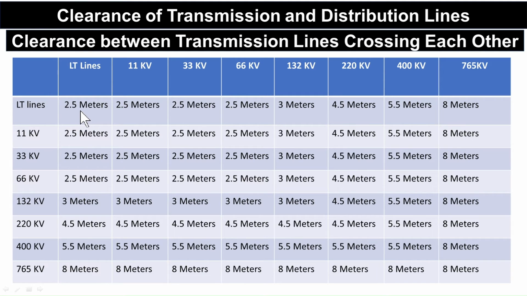Similarly, suppose a 66 kV line and a 400 kV line are crossing each other. This is the 66 kV line, and we go to the 400 kV column, that is 5.5 meters. Similarly, suppose a 220 kV line and a 33 kV line are crossing. From 220 and 33, here it is 4.5 meters. In this way you can find the clearance between transmission lines crossing each other up to 765 kV line.